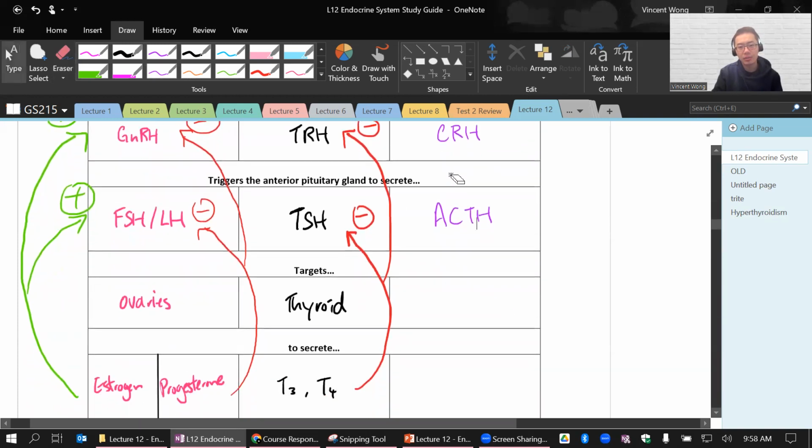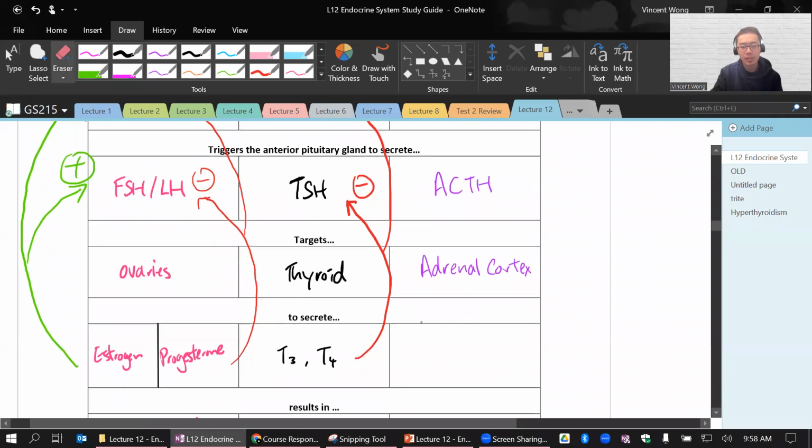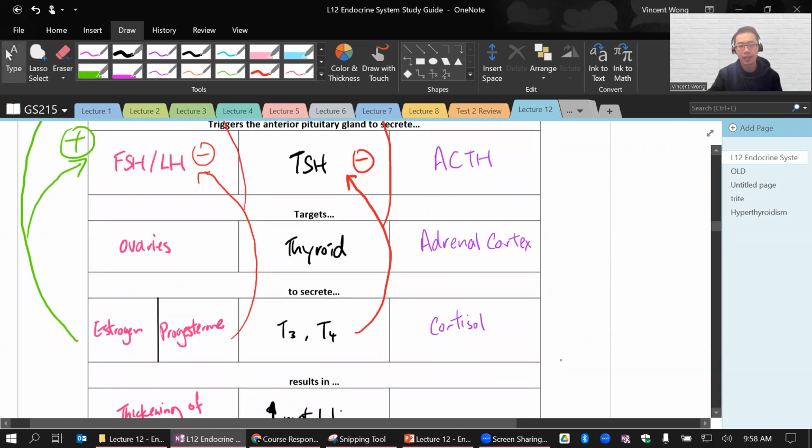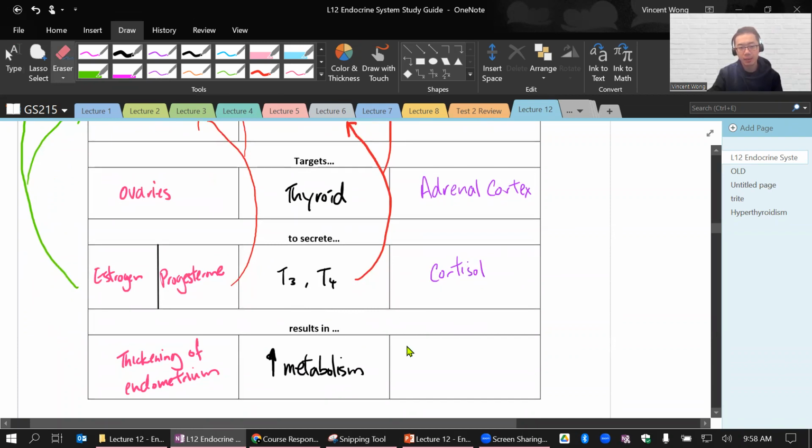So the ACTH targets the adrenal cortex, and it will cause it to secrete the mineralocorticoids, such as aldosterone, as well as the glucocorticoids, such as cortisol. And I'm just focusing on the cortisol here. And cortisol, if you increase it, that will result in an increase in resource availability, by switching to protein metabolism, by switching to lipid metabolism.